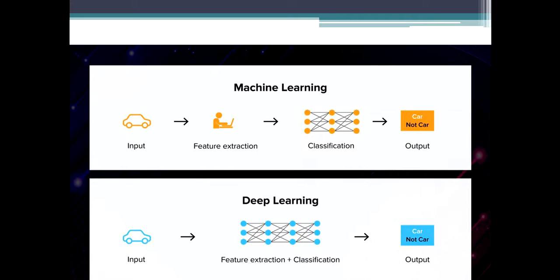Now, consider this figure. In the first case, you see machine learning: input, feature extraction, then classification, then output. The input, after going through feature extraction and applying the classification algorithm, gives you the output as either a car or not a car. But in the case of deep learning, feature extraction plus classification are combined here, and you readily get the output that this is a car or not a car. That's the difference. In deep learning, we are combining the feature extraction and classification process together.